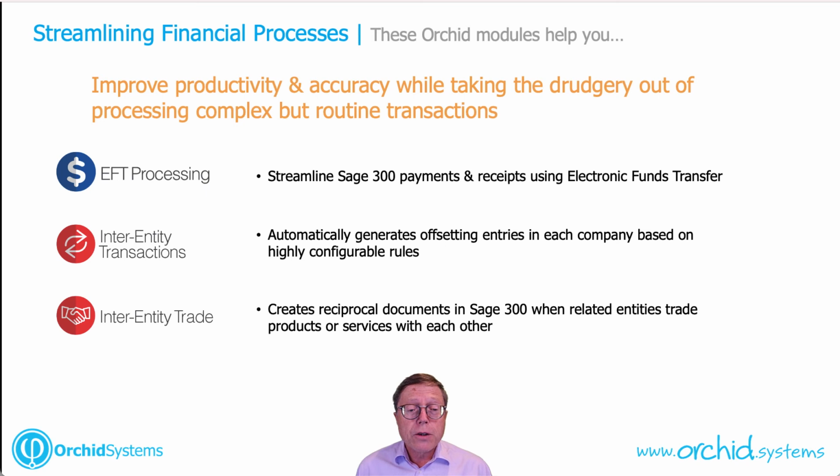Inter-entity transactions and inter-entity trade are used by groups of companies that are trading with each other or are doing things on behalf of each other. And inter-entity transactions automatically generates offsetting entries at the general ledger level in each company based on highly configurable rules. And inter-entity trade creates reciprocal documents in Sage 300 when related entities trade with each other, either products or services or both.